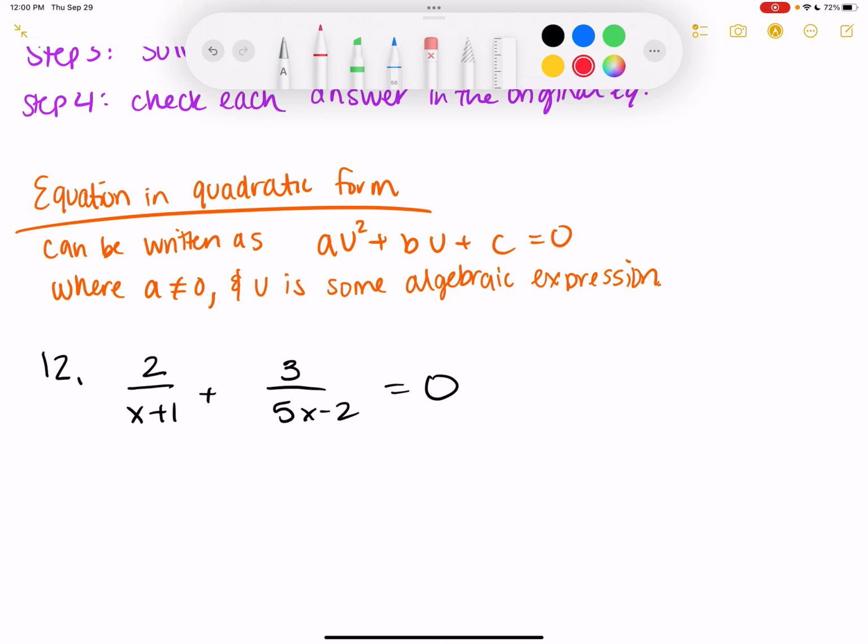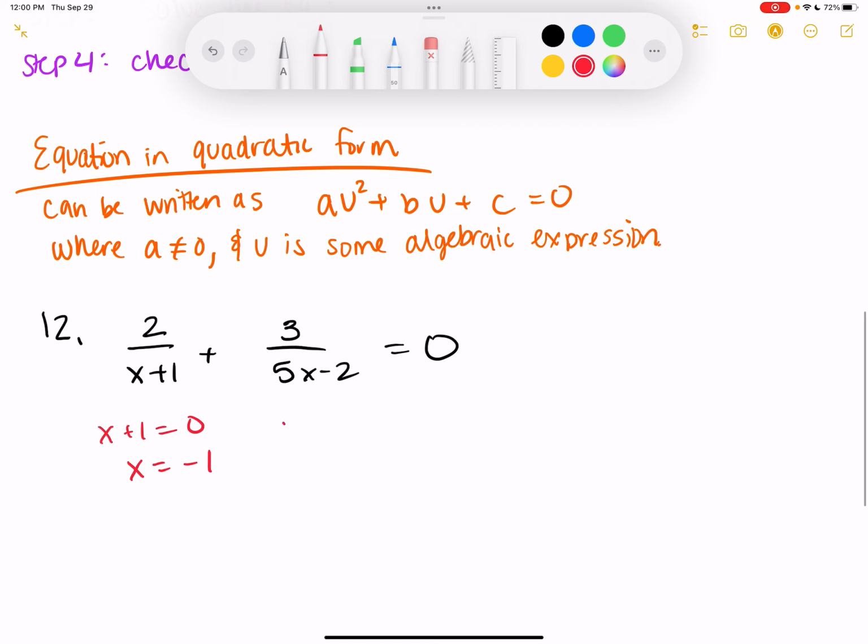So what would make this one 0? X is what? 0. What makes that 0? -1. X equals -1. The other one, 5x minus 2 equals 0. So x equals what? Just solving for x. 2/5. Yes.